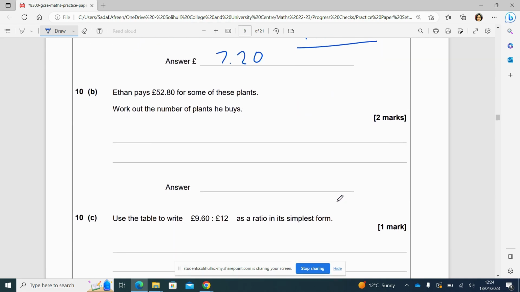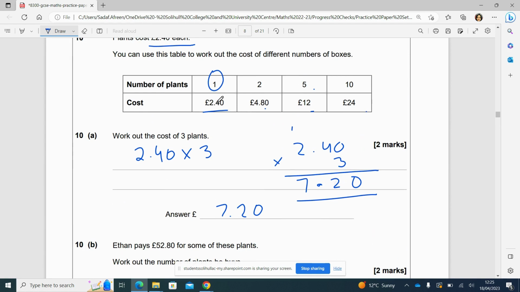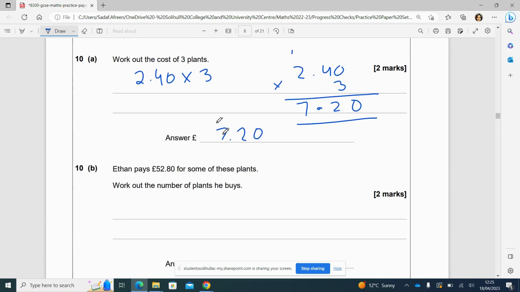Okay, the next one, number 10B, it says Ethan pays £52.80 for some of these plants. Work out the number of plants he buys. Now we know the cost of each plant is £2.40, and we know that Ethan pays £52.80 altogether for some of these plants. Now to work out the number of plants, we divide 52.80 by 2.40.